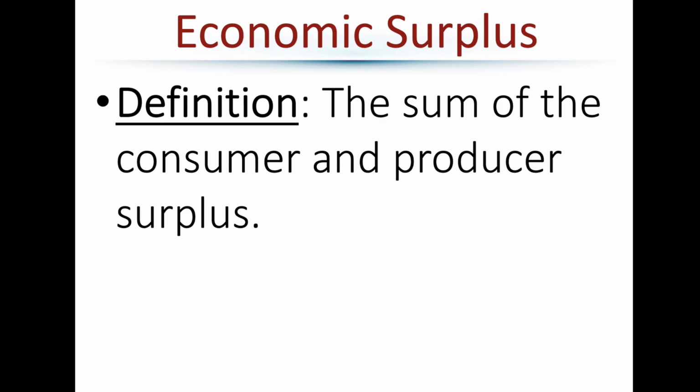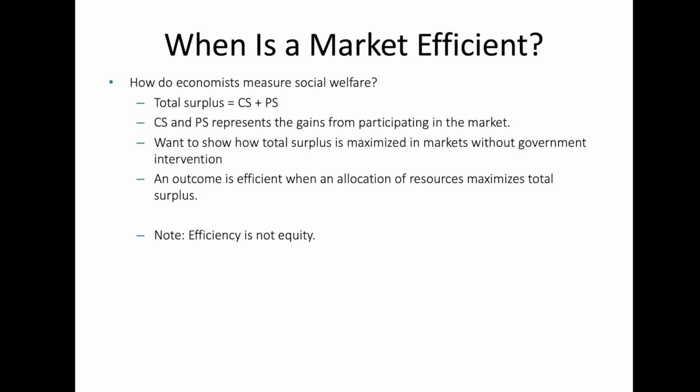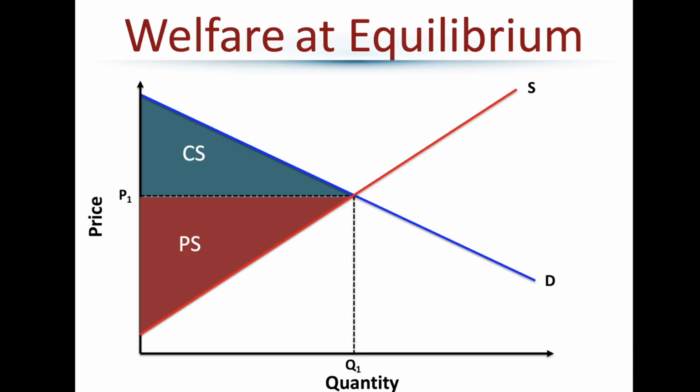Now the total surplus or economic surplus represents the sum of the consumer and producer surplus. So we're saying that the market is efficient when the total surplus is maximized. So when the consumers' and producers' satisfaction with the price, or gains from participating in the market, are maximized.